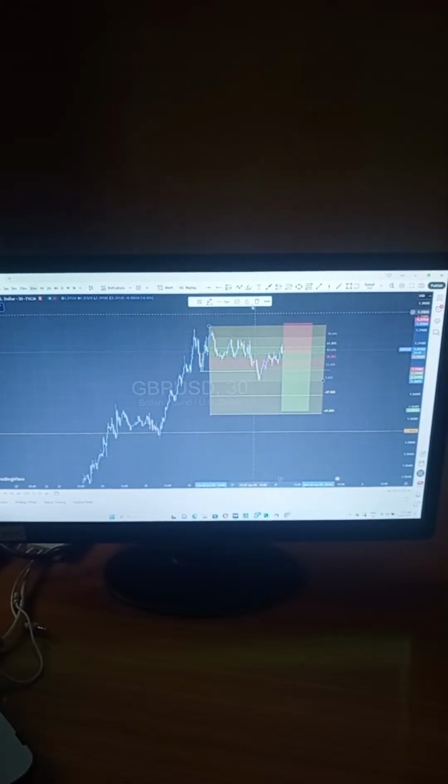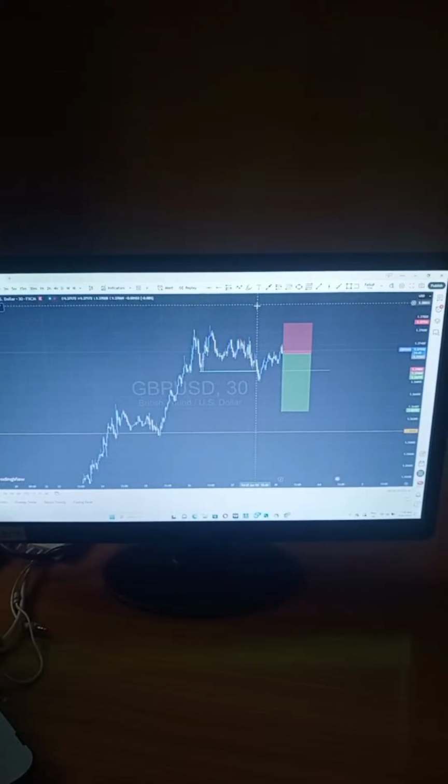If you don't believe it, look for your own setup. This is exactly what I'm looking for. So let me share this now with my guys. We are risking approximately 42 pips on this trade.